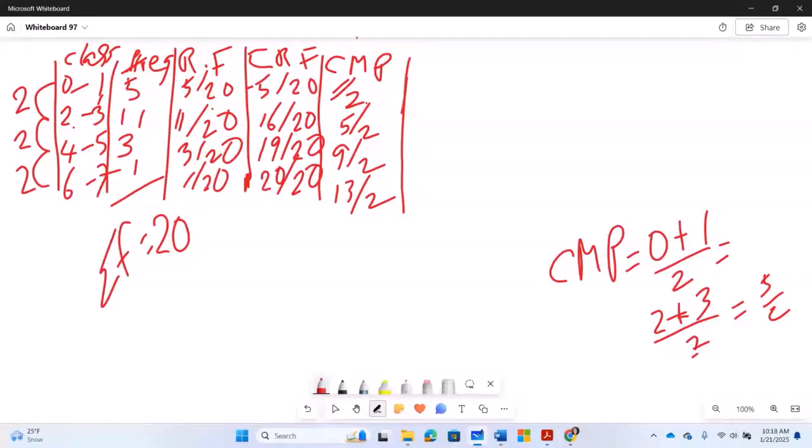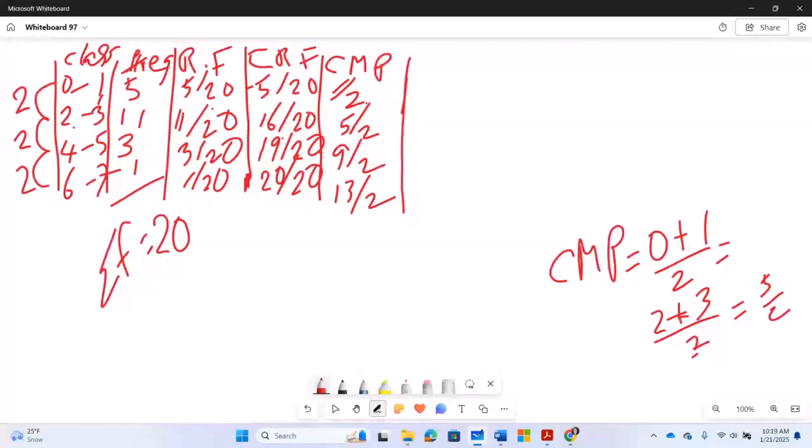You can also be told to create a column for cumulative relative frequency. So you see, for the first class, there is no other class above the first class. So the cumulative relative frequency of the first class is 5 out of 20. But the cumulative relative frequency of the second class is the relative frequency of the second class plus the relative frequency of the first class. So that's why I have 16 here.